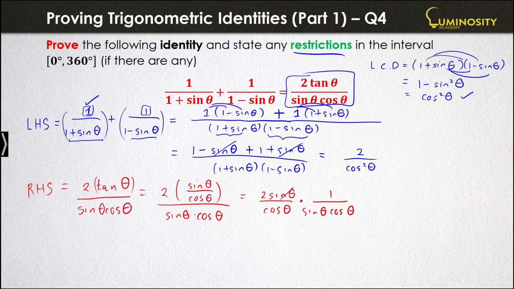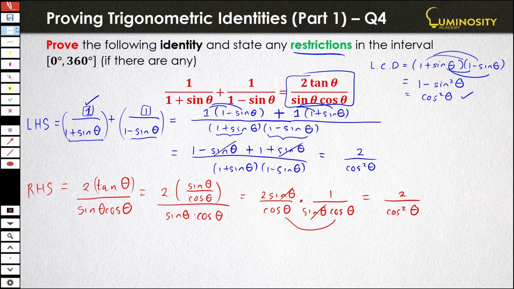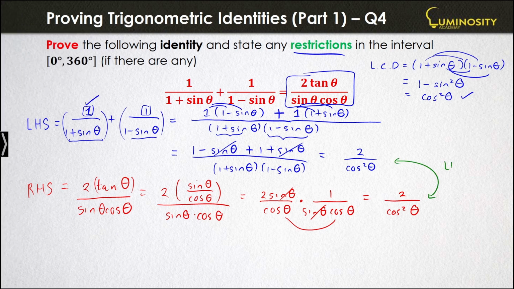Now the sine thetas will divide into each other. So I have 2 times 1 in the numerator, and in the denominator I have cos theta times cos theta, which is cos squared theta. So I've achieved equality here. I've successfully shown that the left-hand side and the right-hand side are equal. Therefore, this is a valid identity.